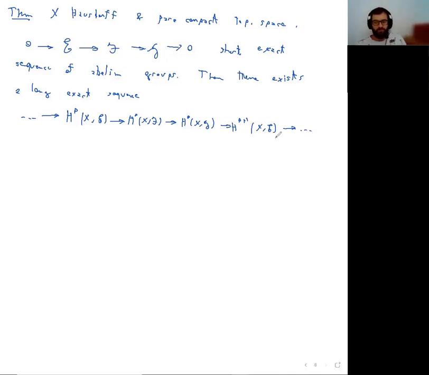You're like, oh, but we know this. Yes, it's a sequence of sheaves of abelian groups, E, F, G. Yes, sorry, sheaves of abelian groups. Thank you. Otherwise it doesn't make much sense.